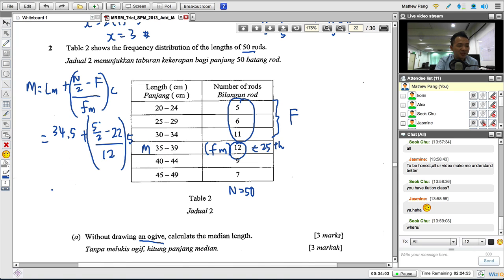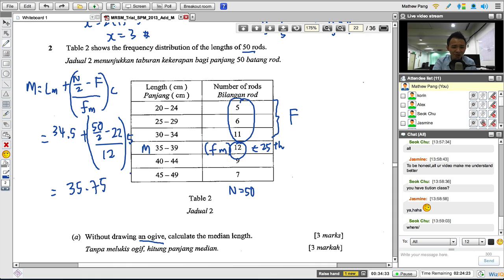After you got this, you just press your calculator. I believe you can get the answer easily. Normally I press this one first. This is 25 minus 22, which is 3. 3 over 12, 3 divided by 12, and then multiply 5, and then plus 34.5. Yeah, I got 35.75. So this one is the median score.